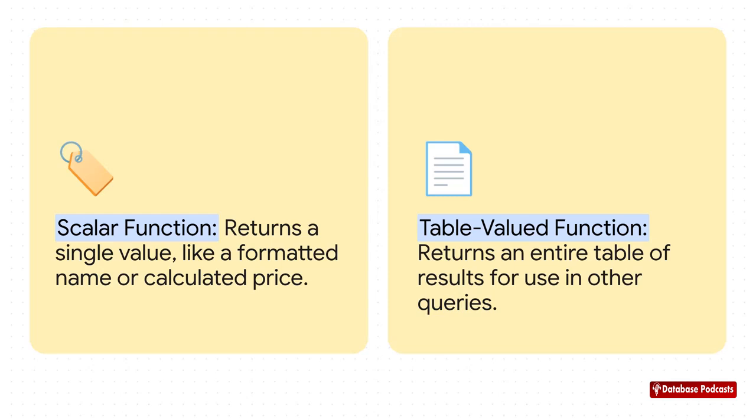Now, UDFs come in two main flavors. First, you have your scalar function. This is the most common kind. It takes in some info and returns one single value. You give it a first and last name, it gives you back one formatted string. Simple. But then you have the more powerful table-valued function. As the name suggests, this one returns an entire table of results. You could use it to generate a really complex report, and then you can query that report just like it was a regular table. Pretty cool, huh?